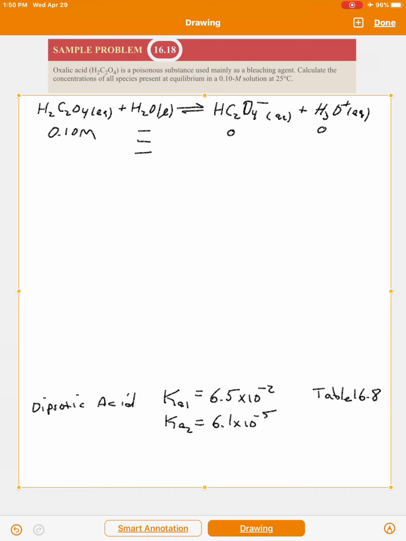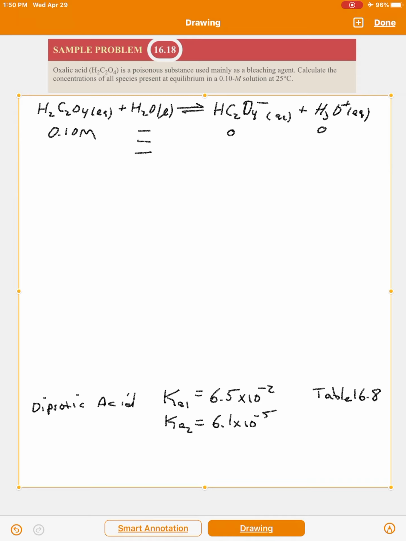For diprotic or triprotic acids, the second H plus is a weaker acid than the first one. And if there's a third one, it's weaker than the second. Okay? So you will always see that Ka2 is smaller than Ka1, usually by a large amount. Not by a factor of 2 or 5, but by a factor of 1,000. Okay? So let's take a look at how we go about this.